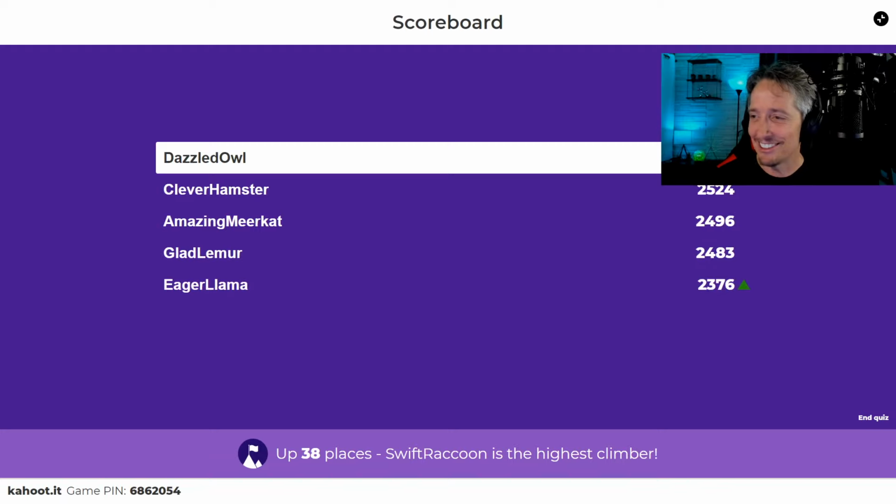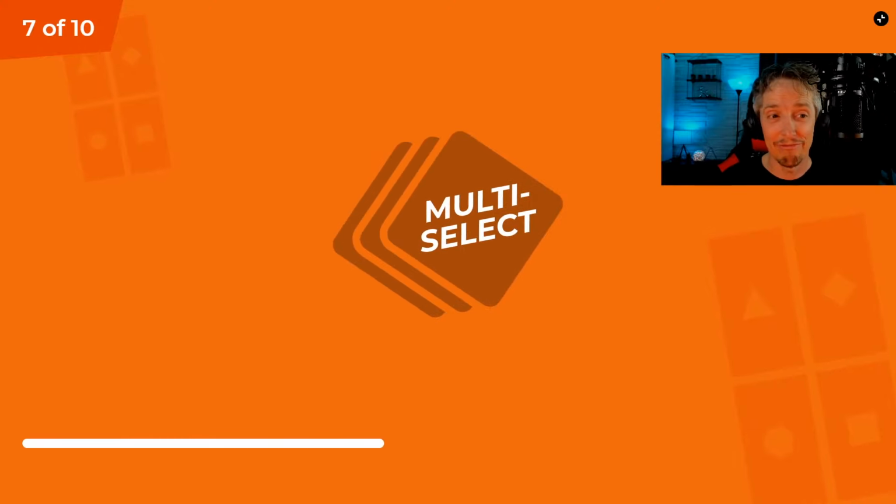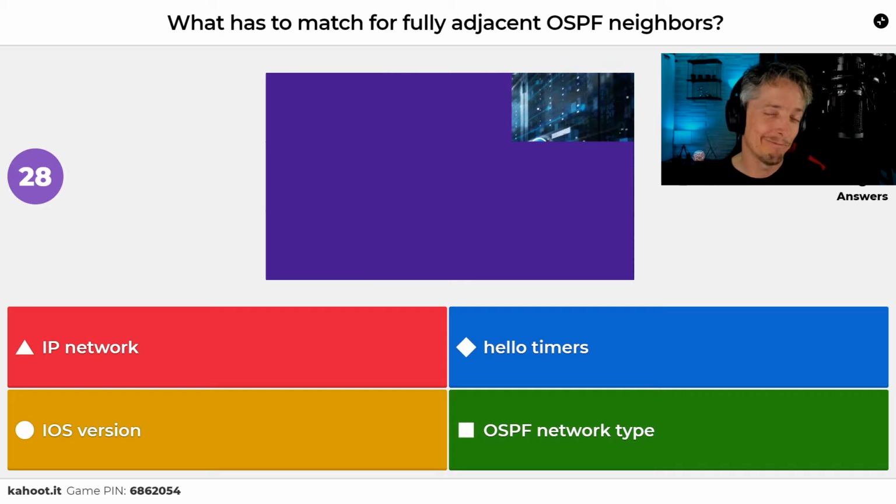And Dazzled Owl, still crushing it. Great job. All right, question 7 of 10, just a few to go here. What has to match for fully adjacent OSPF neighbors? What has to match?